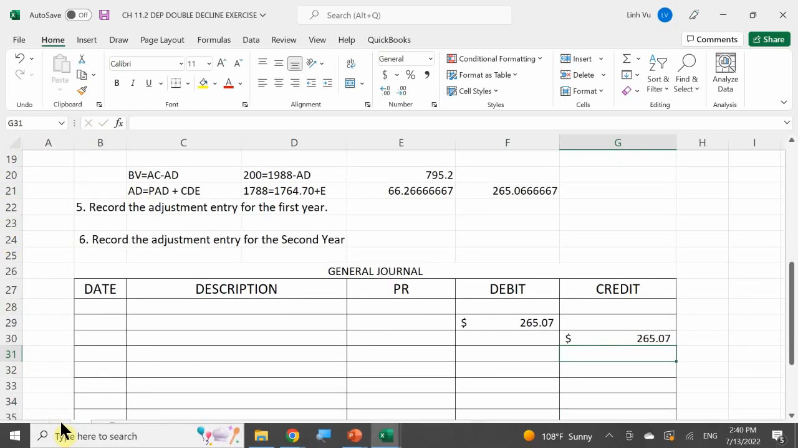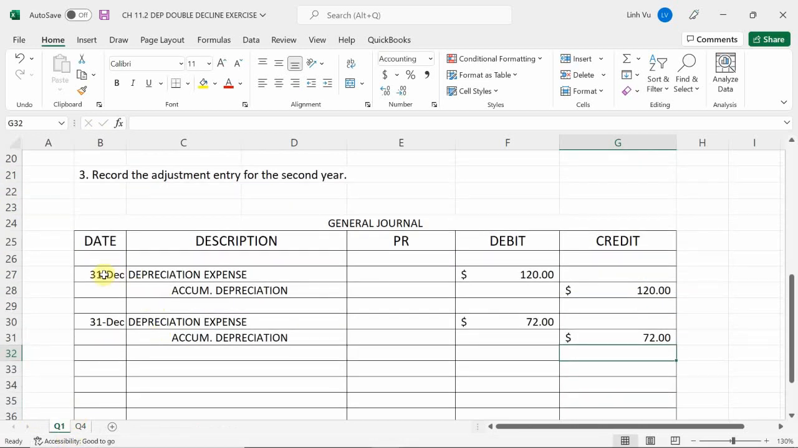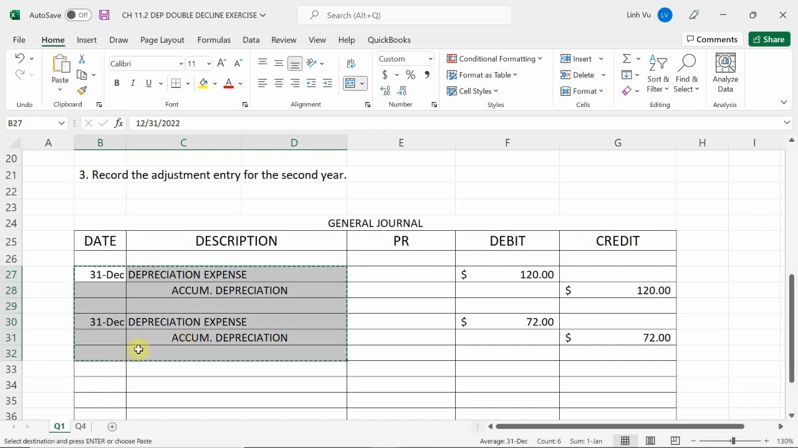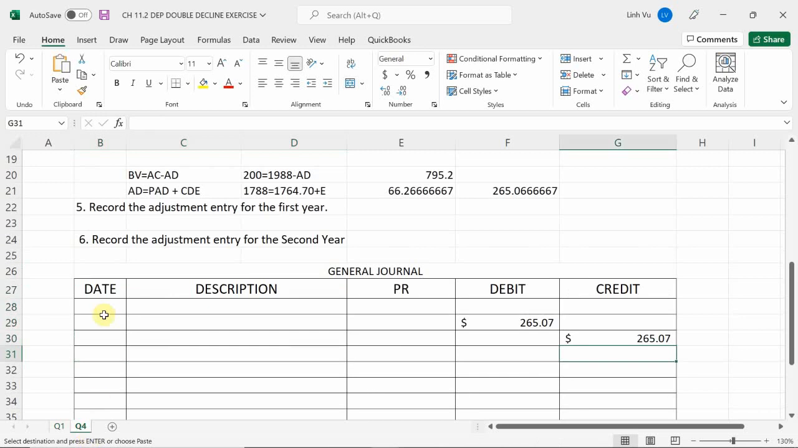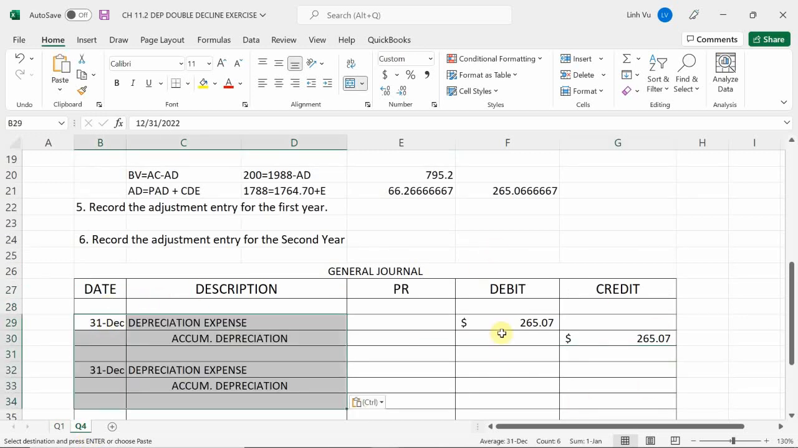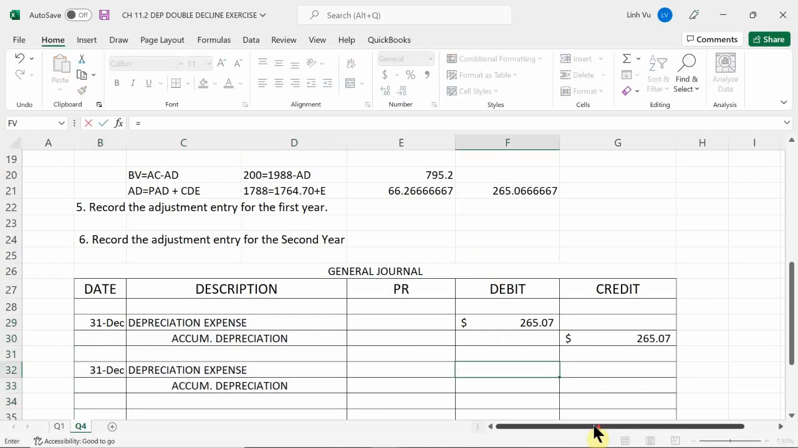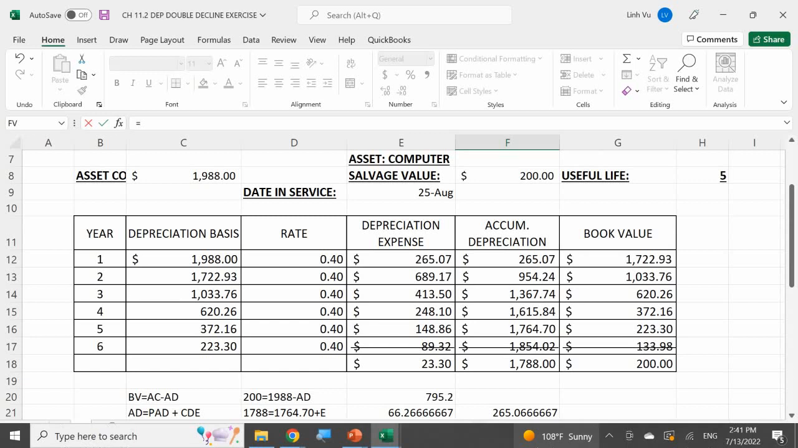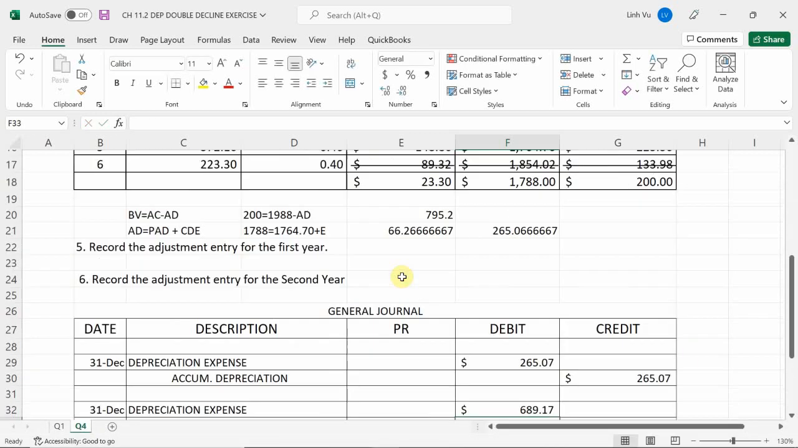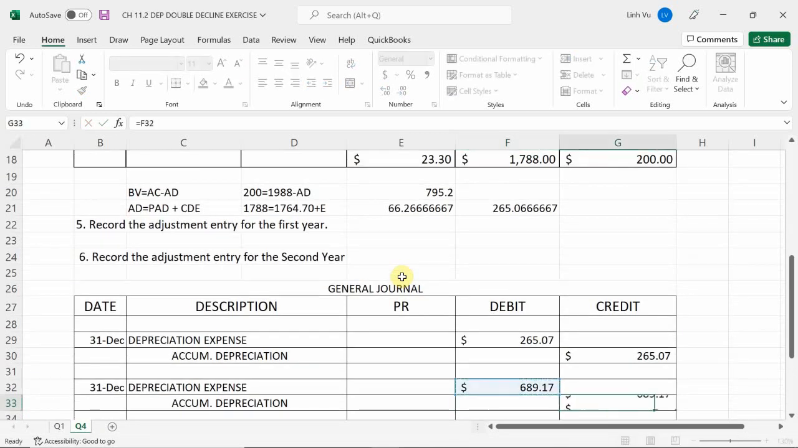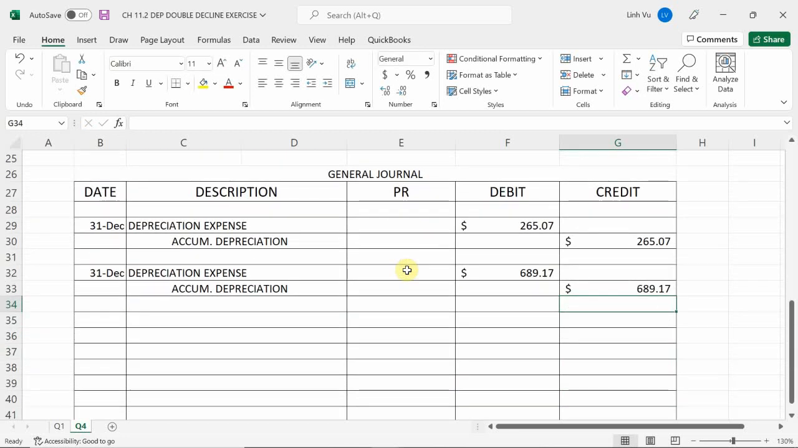Correct. Okay, good. So I'm just going to go ahead and copy and paste this because, again, the journals are going to be exactly the same. The only difference is the number that you're going to be calculating and plugging into your journal. Okay, so this line here. So that's the 1st year. What about my 2nd year? Your 2nd year is going to be 689. Excellent. Okay, and that's pretty much it. All right. Any questions in regards to this exercise?